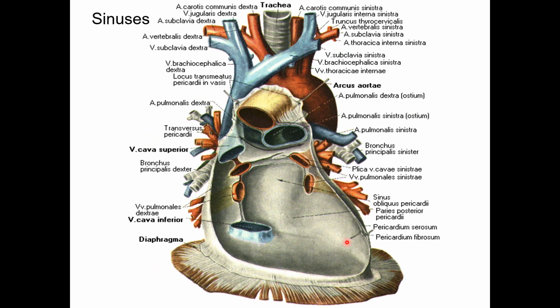Here this is another picture. We have removed the heart. شلنا الهارت وبقينا فقط البريكارديال sac. You can see that between the arteries, this is the aorta, aortic arch, pulmonary trunk, and the veins, superior pulmonary veins and superior vena cava, this horizontal channel, this is the transverse pericardial sinus. Between the 4 pulmonary veins behind the left atrium, this is the oblique pericardial sinus.